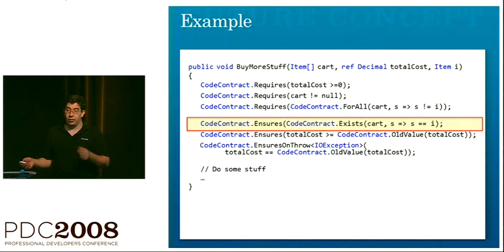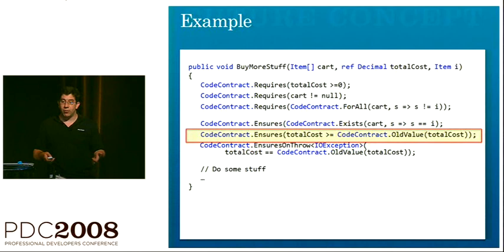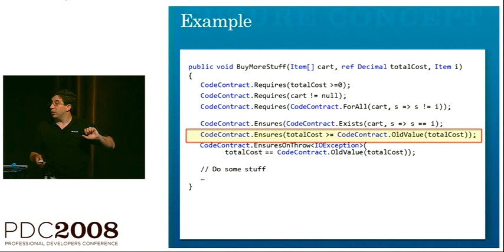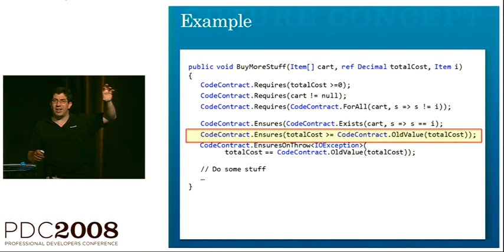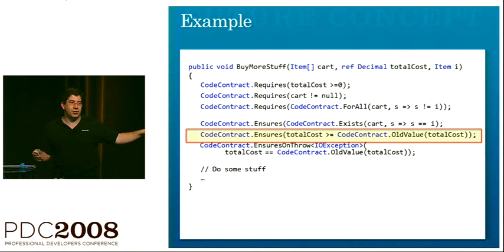We can also have things like Exists, that's sort of the opposite of ForAll. That could go in either Requires or Ensures. And again, that's easier to write and can be statically analyzed. There's some other cool stuff. OldValue is one of my favorite features here. You might want to assert that the total cost is greater than or equal to the value when the function was entered. Now you could do that with debug statements, with #ifdefs. You could say, if debug, then remember the old value and then use it later, and then assert about it later, but it would just get really ugly. This is much easier. You've got a question.